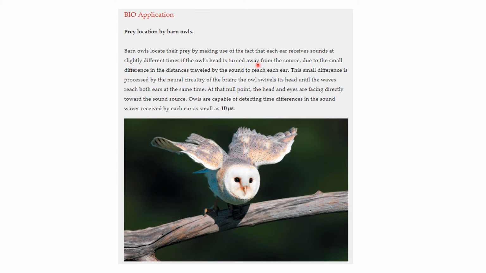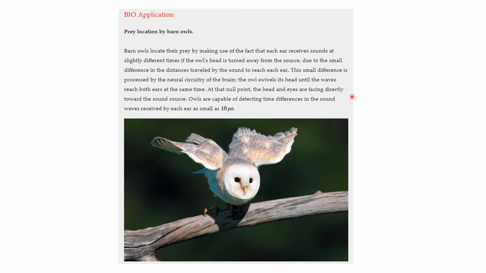Now this does exist in nature, because barn owls locate their prey by making use of the fact that each ear receives sounds at slightly different times. If they're not pointing directly at their prey, the sound will go to one ear faster than the other. This small difference is processed by the brain, and the owl swivels its head until the sound reaches the ears at exactly the same time.